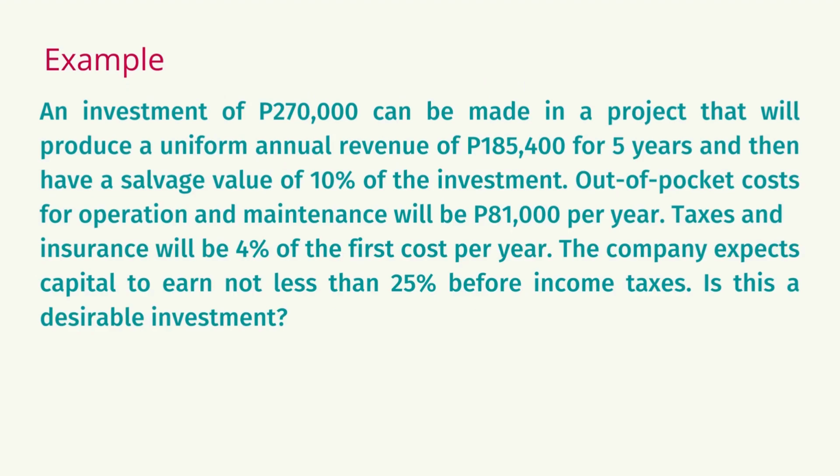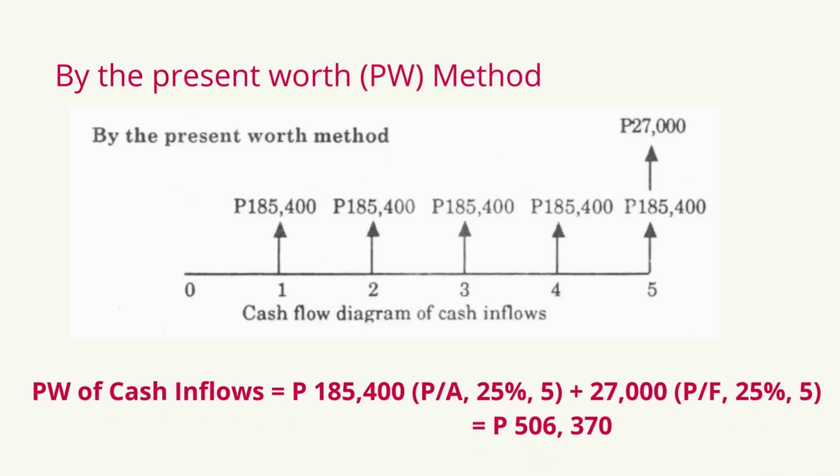Again, we will use the same example that we used in the ROR method and the annual worth method. So now let's solve the same example using the present worth method. By the present worth method, you have to get the present worth of all the cash inflows and all the cash outflows. In this slide, you can see the cash flow diagram of the cash inflows.